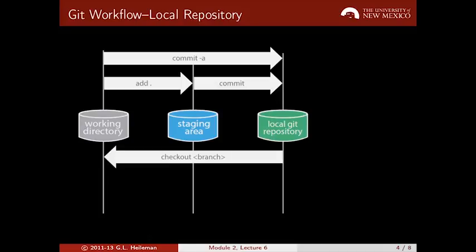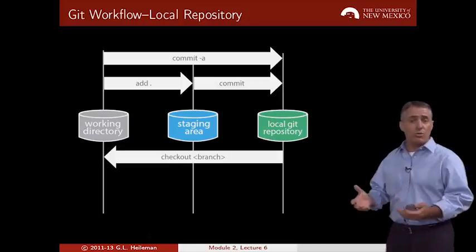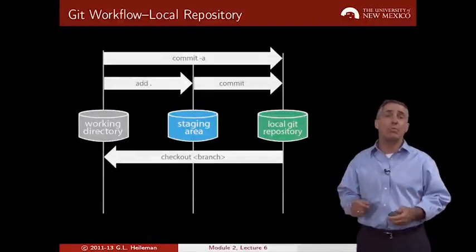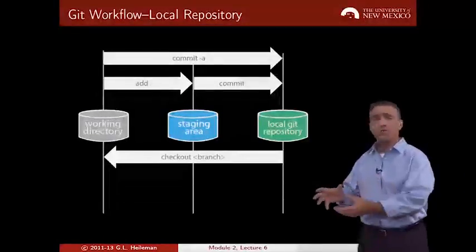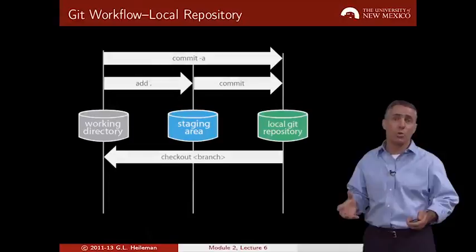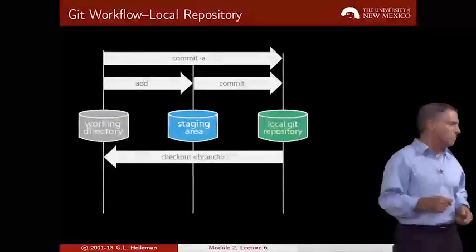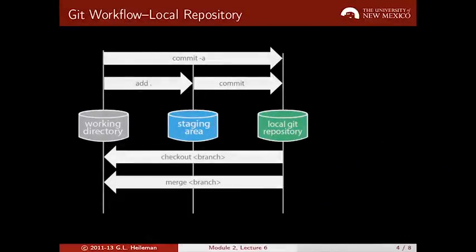Now, if you want to check out a particular branch, you just issue the checkout command, and you have to name the branch. And then you get all of the files associated with that version in your working directory, and you can get to work on them. If you'd like to merge 2 branches, you issue git merge and the branch name, and it'll merge that into the current branch that you're working on within your working directory.